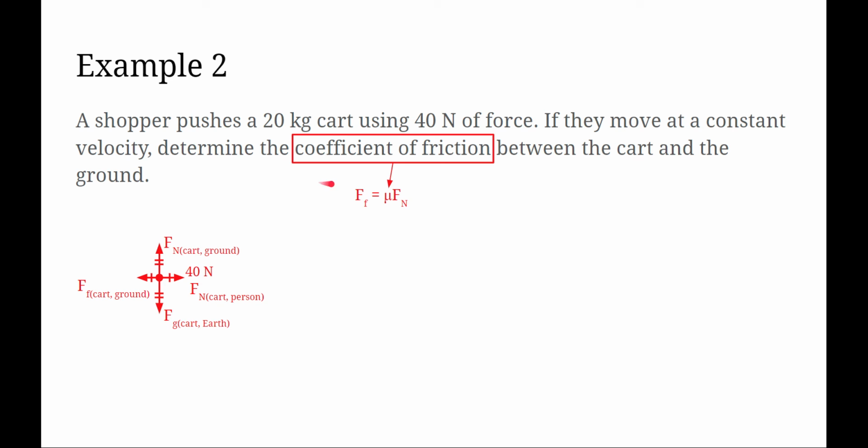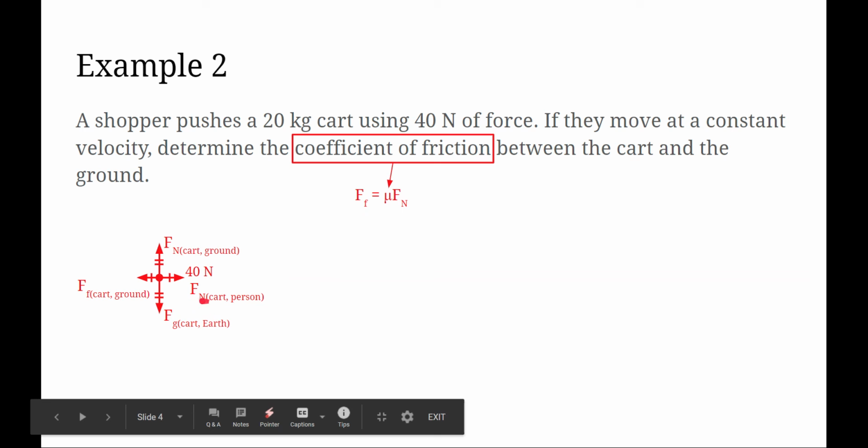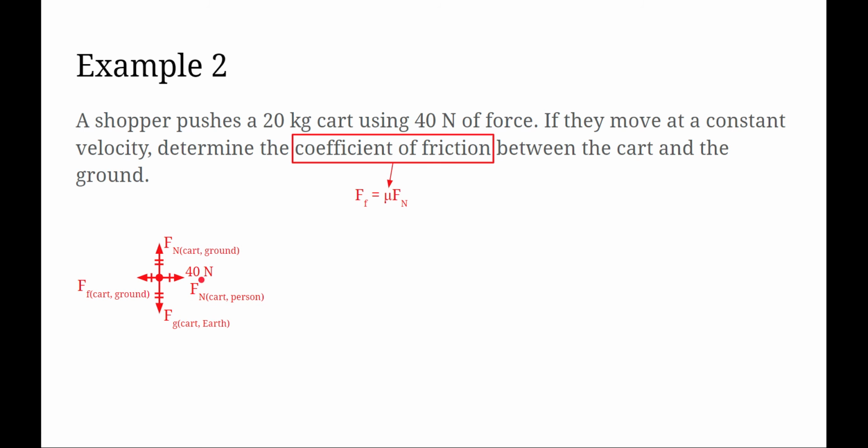That one's easy enough because it tells us they're pushing the cart using 40 newtons of force. So that means this force to the right from the push is just 40 newtons. And then since we've already determined this is moving at a constant velocity and these two forces are equal to one another, that means the friction force must also be 40 newtons.